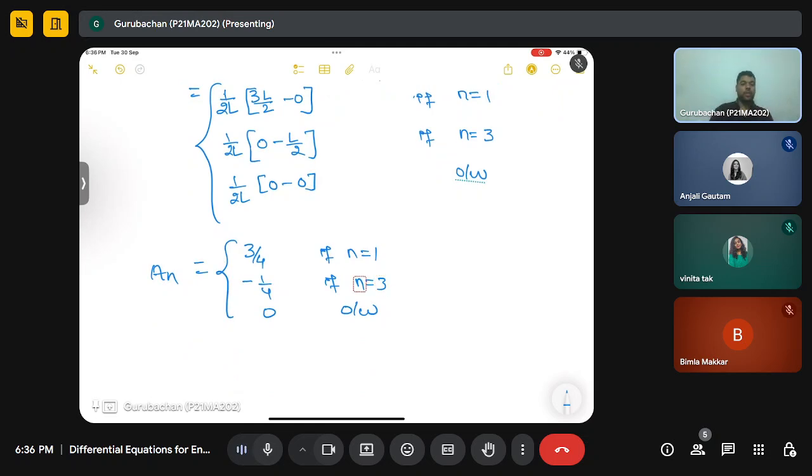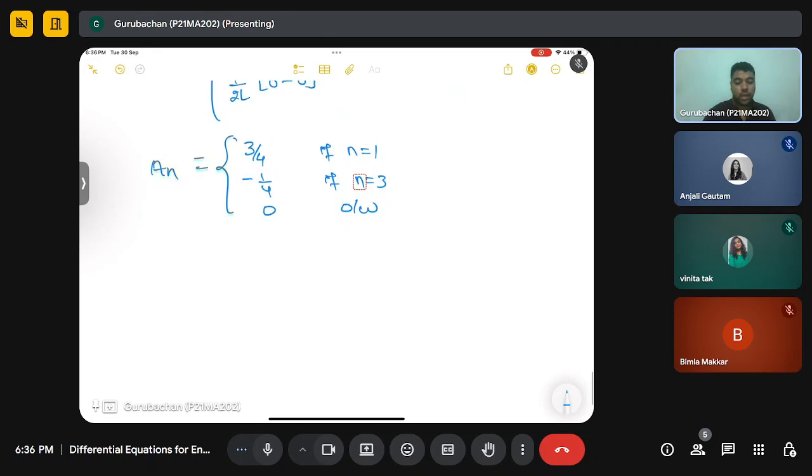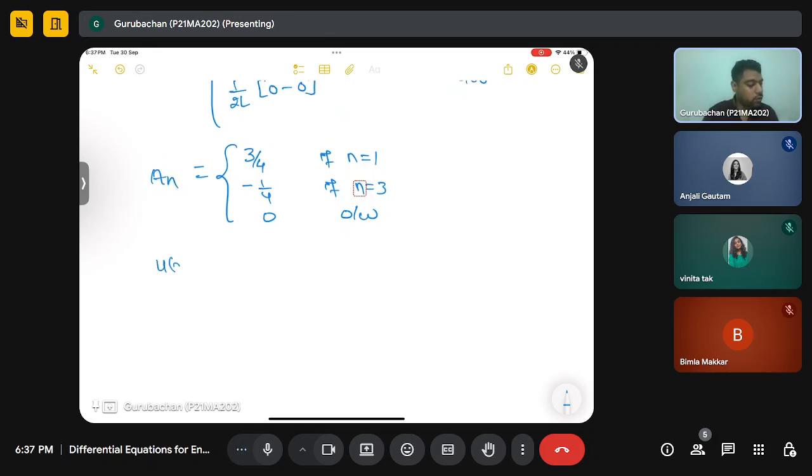Now if we put these three values in our given solution, what we will get, we will get u(x,t). It was a series from 0 to infinity, and since a0, a2 and all the a4, 5, 6 are 0, we will be left with the two terms only. So let me first write what was the series. Sum n from 0 to infinity of sin(n pi x by L) an cos(n pi ct by L).